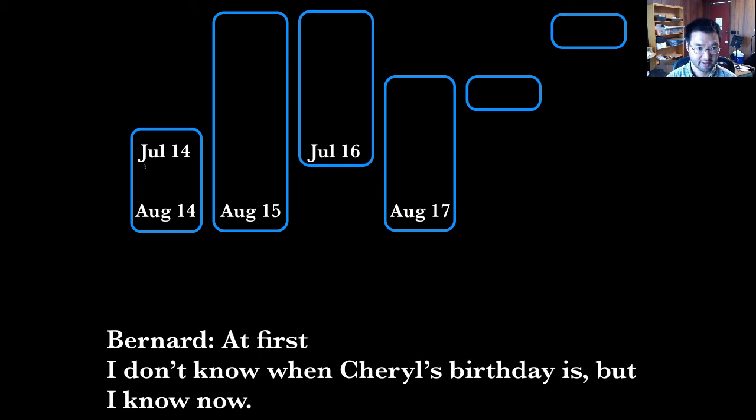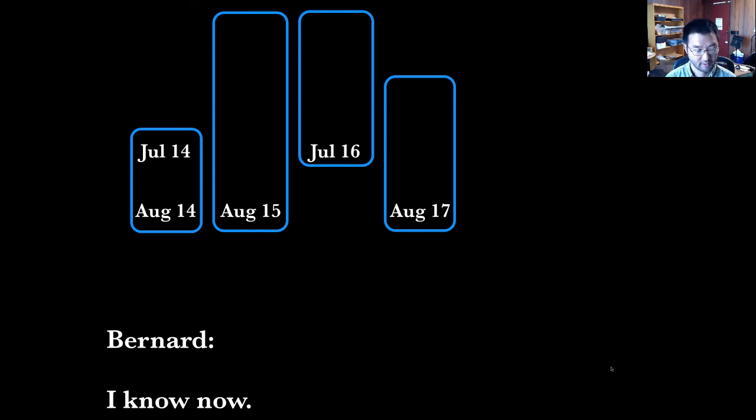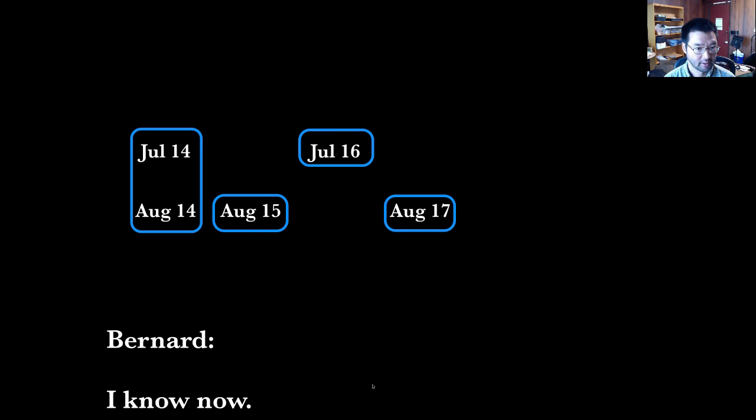In other words, he's saying it couldn't have been these two dates up here, but we already eliminated those dates anyway, so that's kind of irrelevant, so this whole first line is irrelevant. The important part is Bernard says, I know now. So let's simplify the bubbles a bit. Bernard says, I know now. So what does it mean for Bernard to know now?